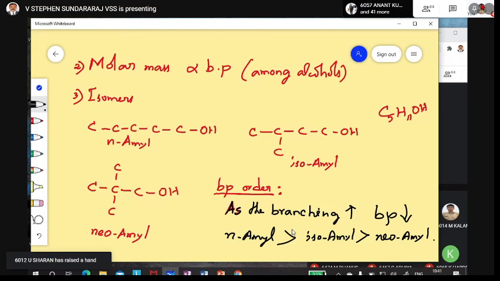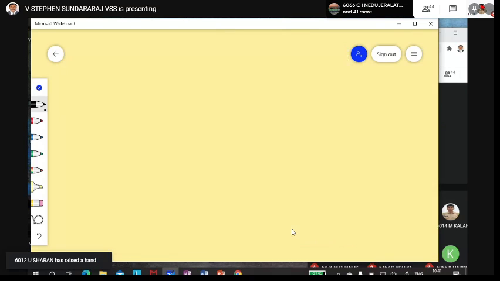Otherwise, all of them are having hydrogen bonding. All of them are primary alcohols, all having intermolecular hydrogen bonding. So this is the information related to the boiling point discussion. Let us come to solubility.